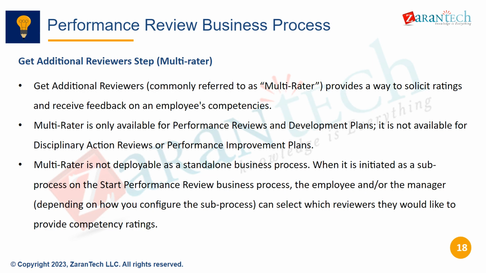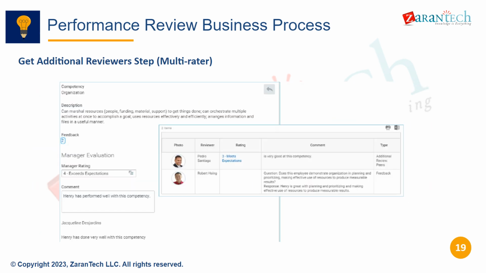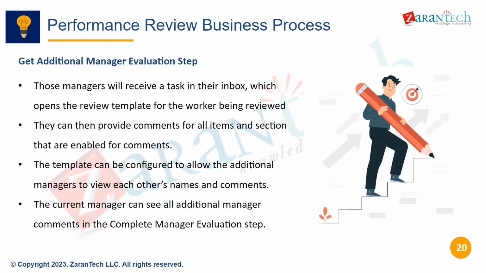The get additional reviewers or multi-rater step allows others to rate an employee's competencies and provide comments. This data feeds into the overall performance review. The manager and/or employee can select additional reviewers who will then receive a task to complete the ratings. Additional managers can provide ratings and comments in the review process. Managers can view each other's input.